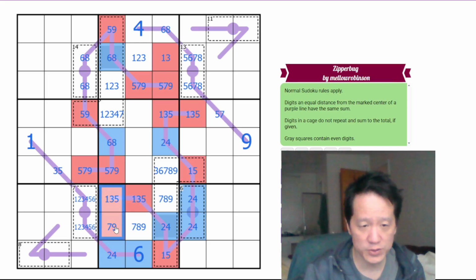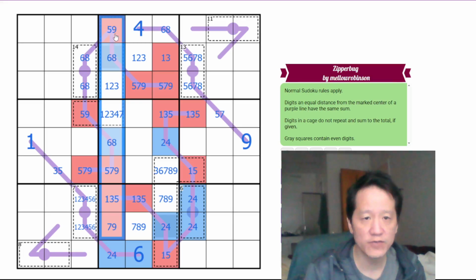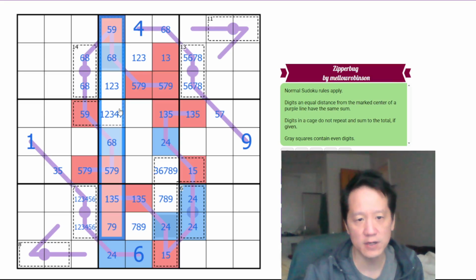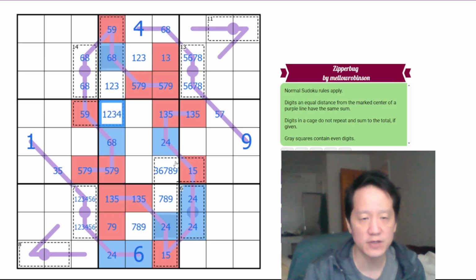Okay, what else do we have? These are all odd. One of these is even, the other one must be odd. What we have is a 5, 7, 9 triplet in column 4, which eliminates 5, 7, and 9 from the rest of the column. This cannot be 7. So this cannot be 3 equivalently.